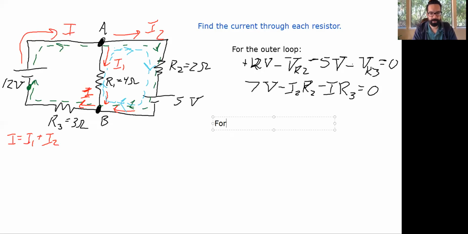So for the right loop, get some space here because I'm going to need that space in a moment. Okay, so for the right loop, I didn't pick a starting point. Let's have a starting point here. Okay, so that's my starting point right there.